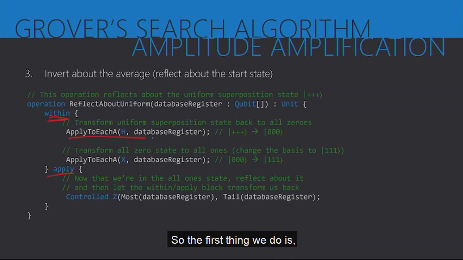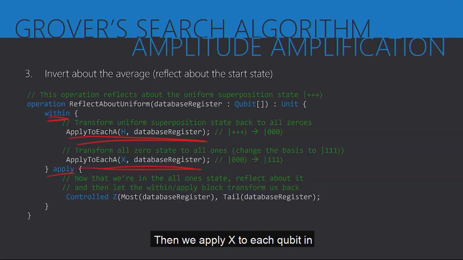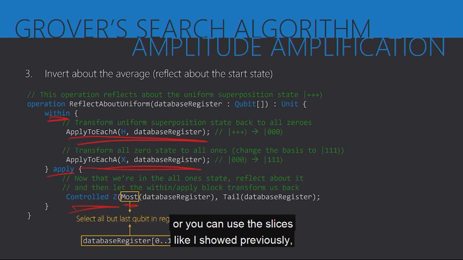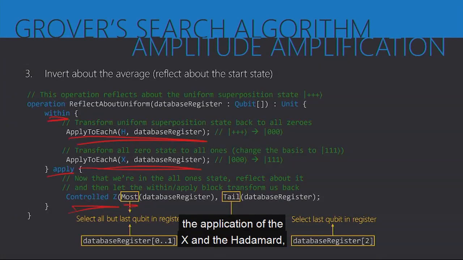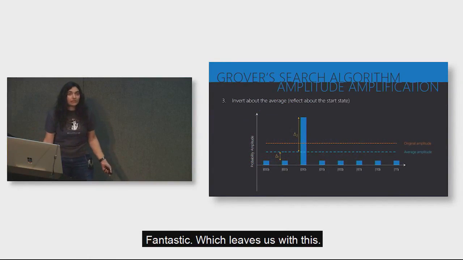So the first thing we do is we apply the Hadamard again to take us from plus to 0. Then we apply X to each qubit in the register to take us from 0 to 1. Control Z, again, using this most terminology, or you can use the slices like I showed previously. And then we undo those two, the application of the X and the Hadamard, to bring us back to the uniform superposition, which we started with. Fantastic, which leaves us with this.